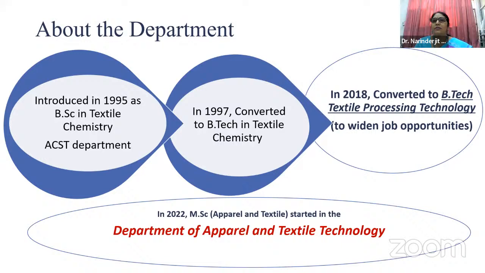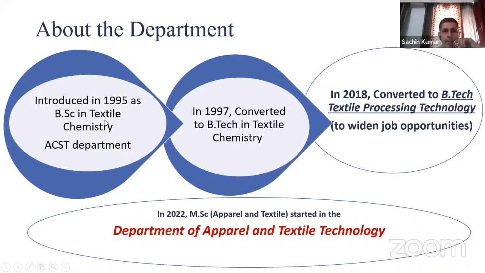So our department started in 1995 as a BSc in Textile Chemistry. Then in 1997, on the demand of industry, we converted it into BTech Textile Chemistry. And from 2018 onwards, to further widen the job horizon, we converted it into Textile Processing Technology. In 2022, we also started another MSc in Apparel and Textiles, and the department is renamed as the Department of Apparel and Textile Technologies.